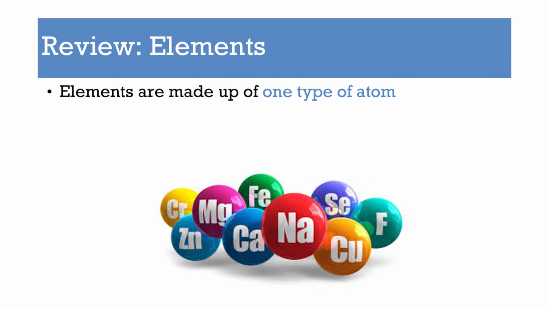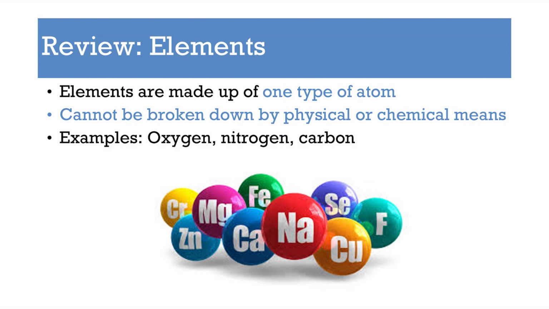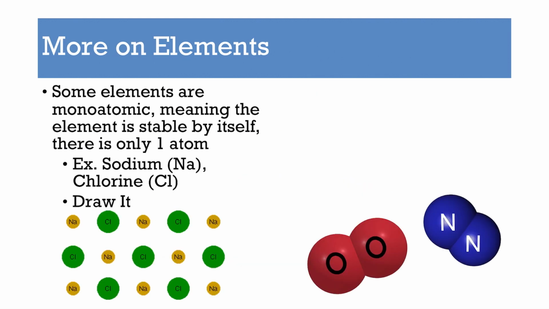Elements, again, are made up of one type of atom, and we'll get into what an atom itself is made up of, but elements are made up of one type of atom. They cannot be broken down by physical or chemical means. Some examples are oxygen, nitrogen, and carbon, and literally anything on the periodic table of elements.